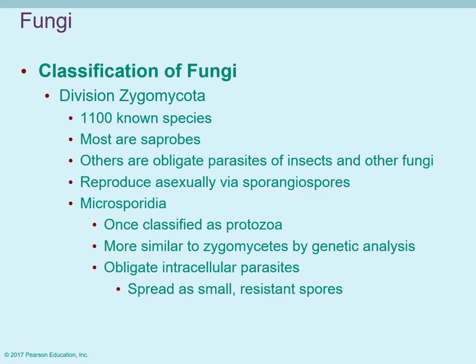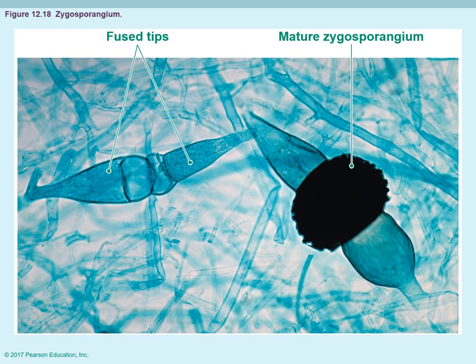Zygomycota, as you can see, has over 1,100 known species. Most of these are saprobes. Some will be obligate parasites of fungi and other insects. Some of these used to be classified as protozoans. They've had to move them around a bit. This is just showing a picture of some.